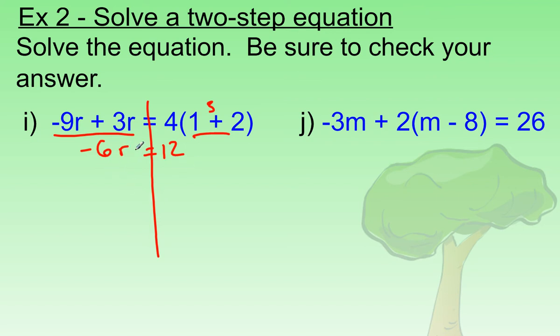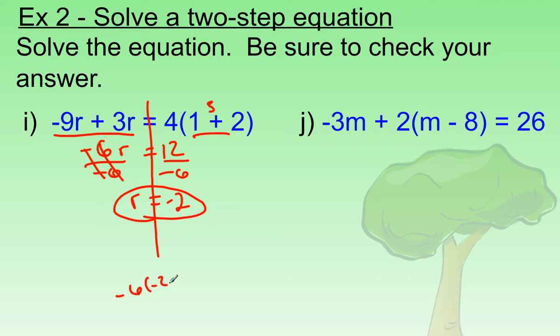Let's see, the variable doesn't have any addition, so we just get rid of this times by negative 6. So we divide by a negative 6. R equals negative 2. Check our answer. Let's see, negative 6 times by negative 2. Does that equal a positive 12? The answer is yes, it does.